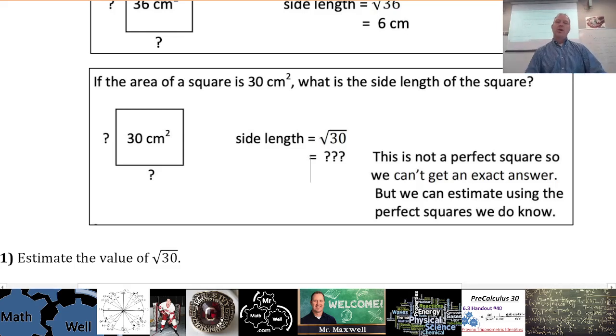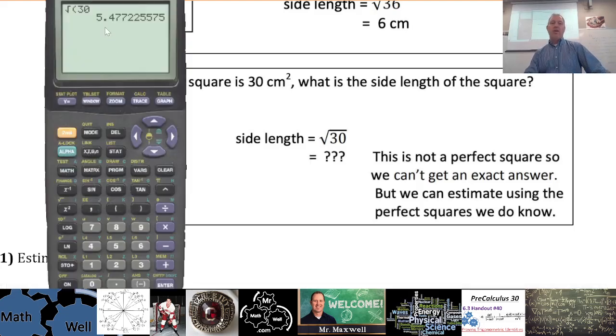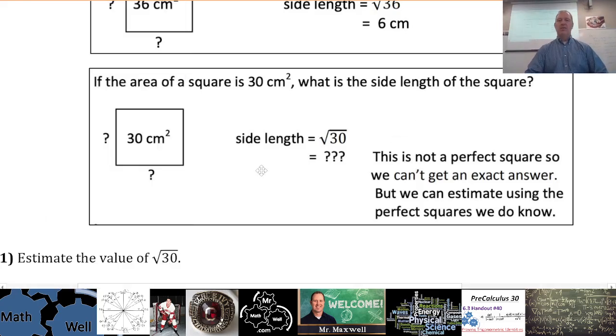All right, so if you're making a square and you had to have an area of 30 square centimeters, you need to know how long the sides of that square need to be. Of course, you just put it into your calculator, and you would say it's got to be about 5.5 centimeters. Now, that is not an exact answer, is it? We have to round that. So we can state what the side length is, but it won't be exact. This is important to note. We can't get an exact answer here, but we can estimate.